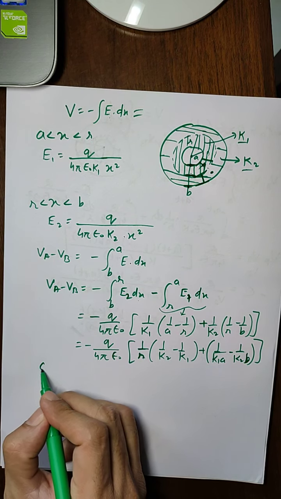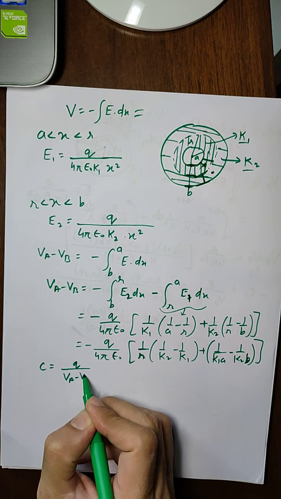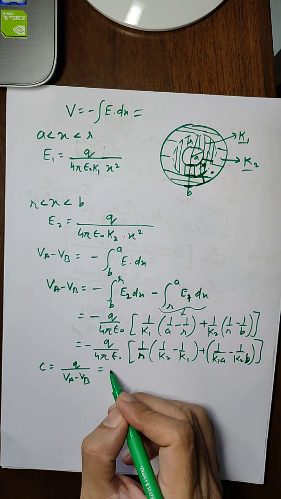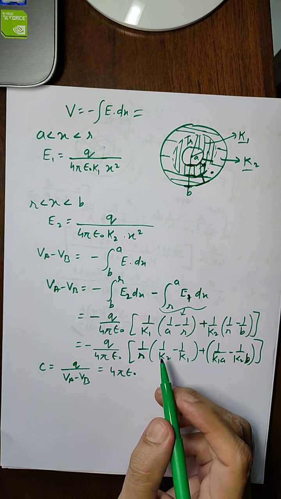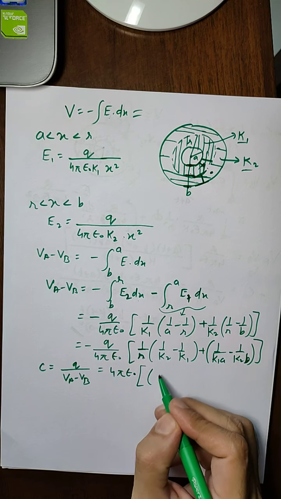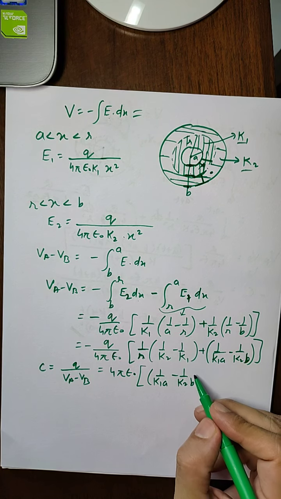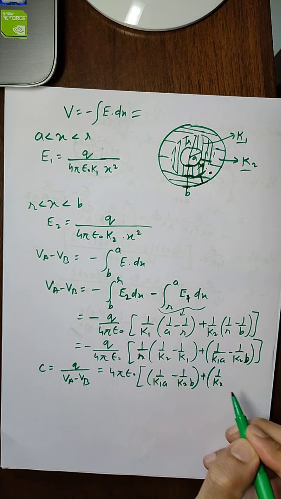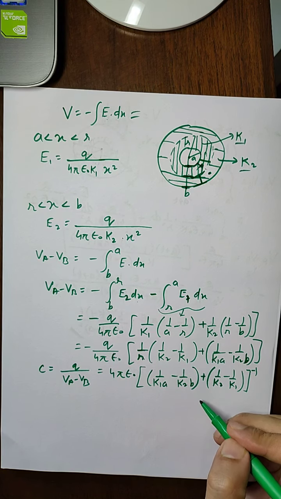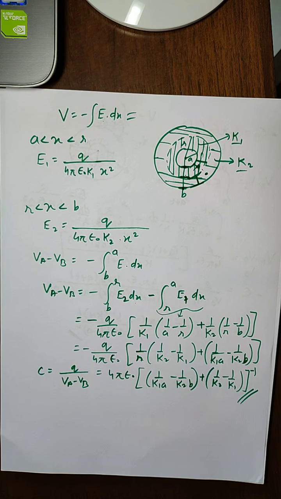Now the capacitance of the new system will be given by Q upon VA minus VB. If we substitute this, then Q will be cancelled out, and the expression that we will get will be, I'm taking the denominator on the upper side, with power minus 1 because we have brought the denominator into the numerator, so the power will be reversed. So this will be our expression for the final answer.